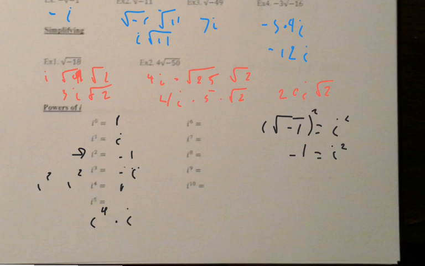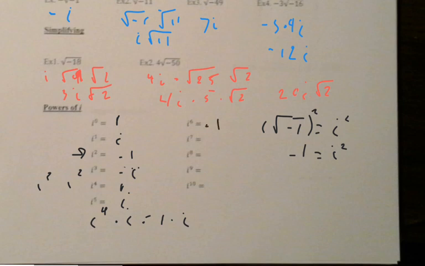Times I. So I to the fourth we just found out was 1 times I. So I to the fifth is I. I to the sixth is I to the fifth times I. So I to the fifth was I times I, which is I squared. And we know I squared is -1.